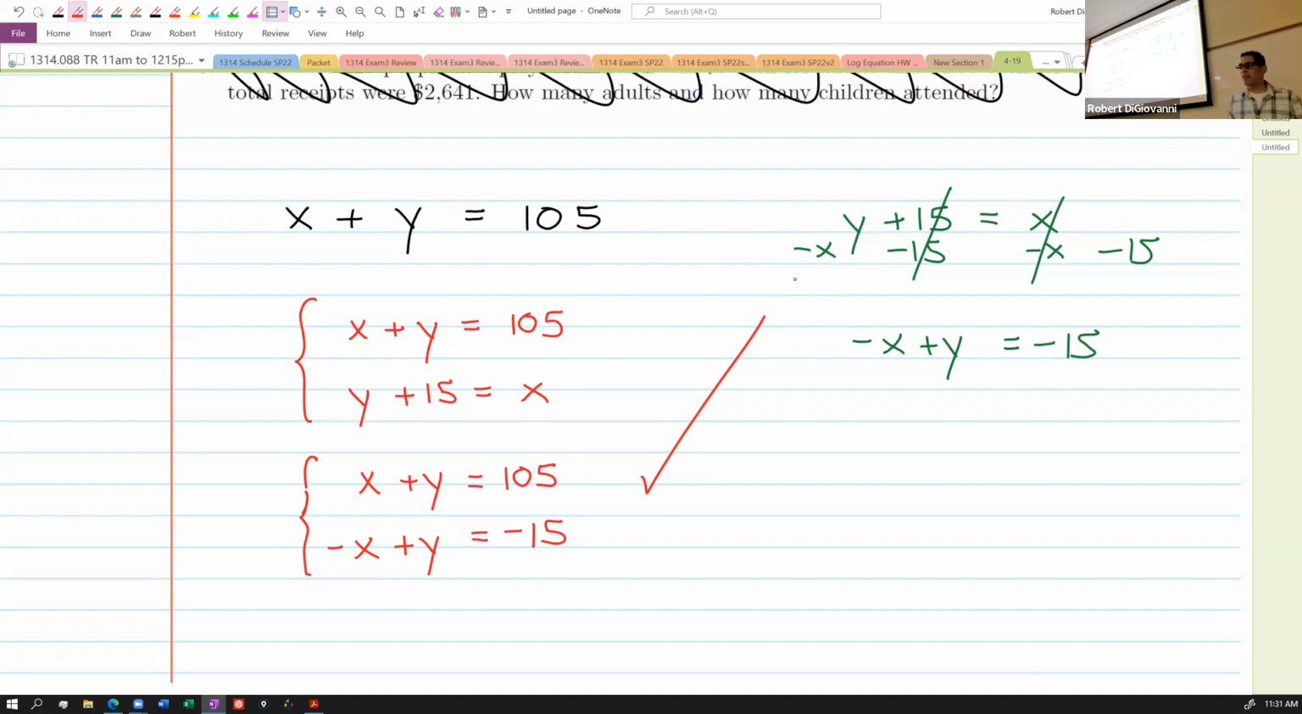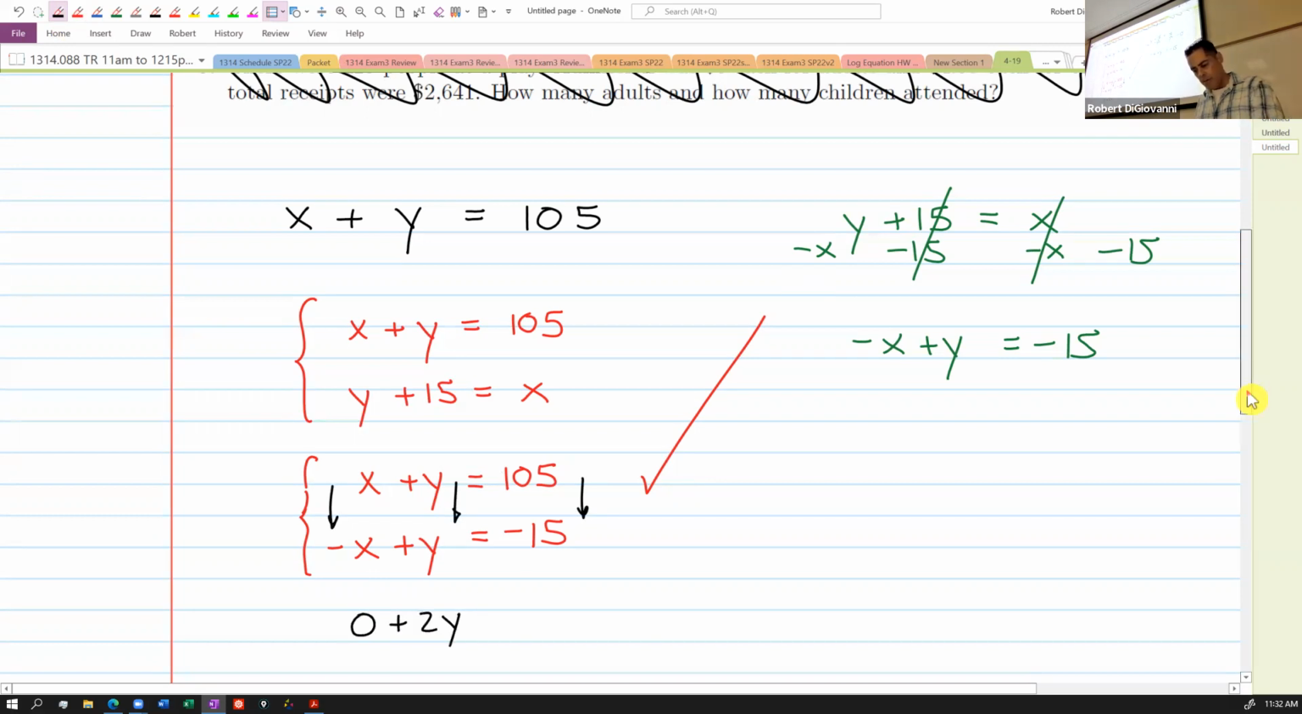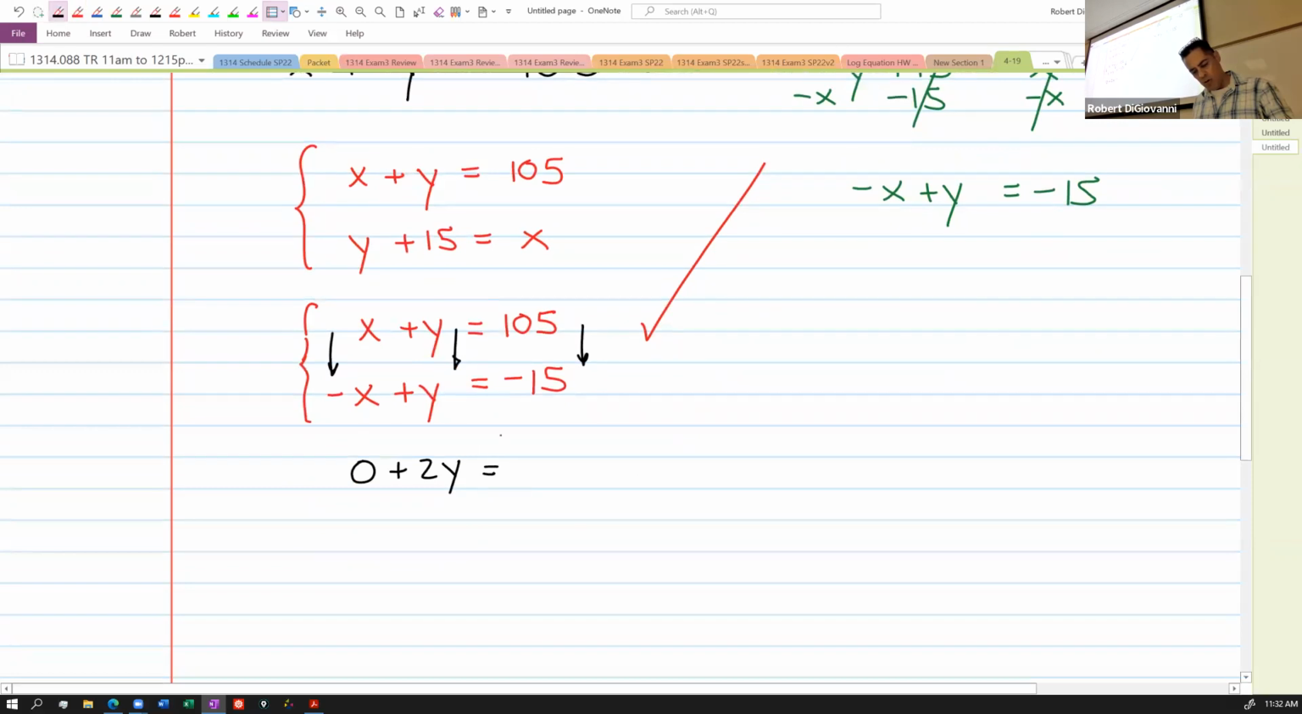Do we need to do anything to kill off the x's? We don't, right? We have x and negative x, so we just add down right now, and we don't have to multiply through by a number. Isn't this nice? Add down, add down, add down. So the x's cancel, we get nothing. Plus we'll have 2 y's. And that must equal, let's see, 90.